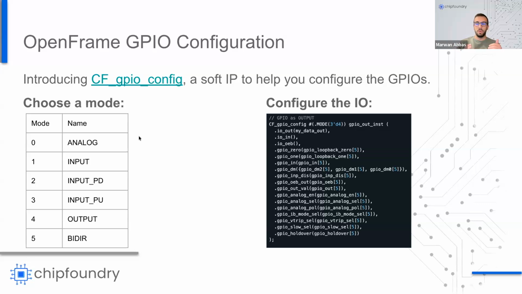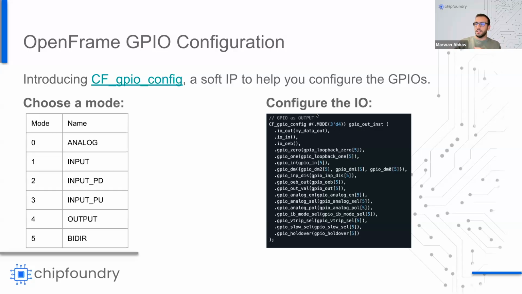So you basically choose a mode. So we have 6 modes. We have analog, we have input pull down and input pull up, and we have output and bidirectional. So you instantiate that IP inside your actual design. So you instantiate it once per IO. And it basically gives you the same interface as Caravelle, which is output, input, output enable, and analog.